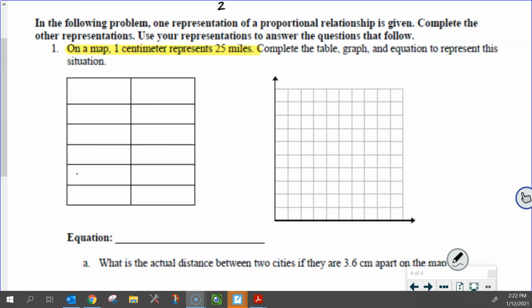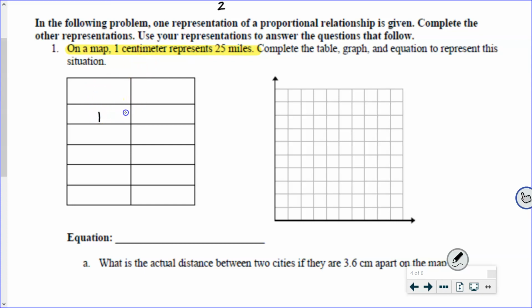But here's the one change I want to make. At the top of every table, we should have, Trinity, yeah, we should have our labels, right? So if, as Jada said, we're going to have a 1 here and a 25 here, what does the 1 represent? The 1 represents centimeters. And the 25 represents miles.